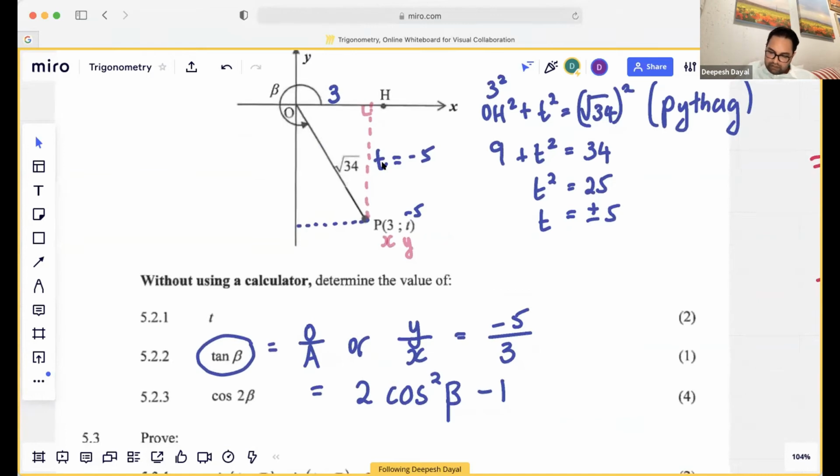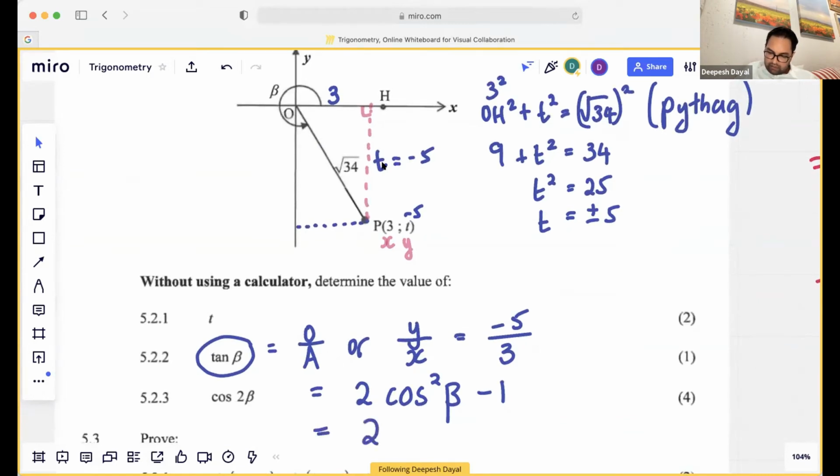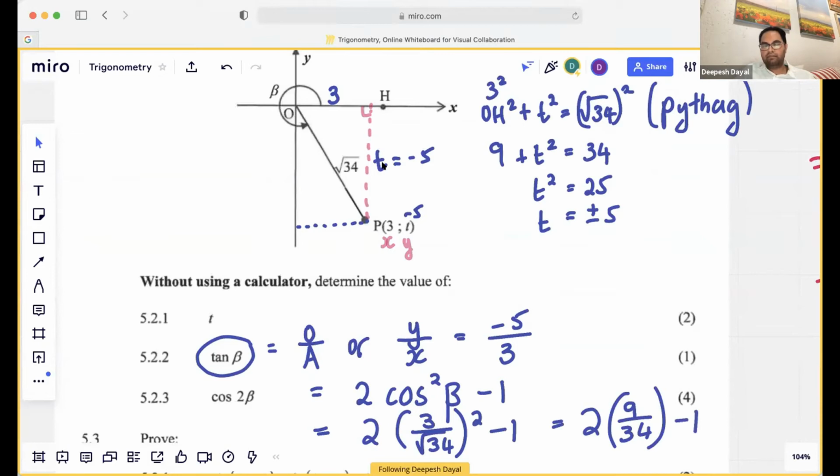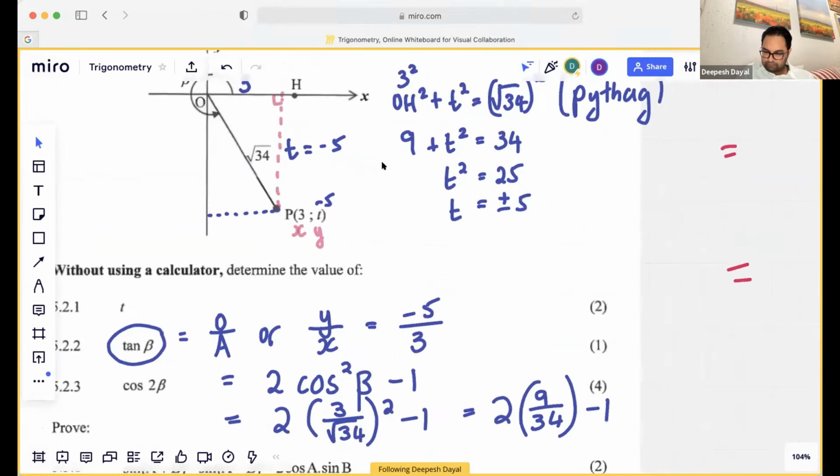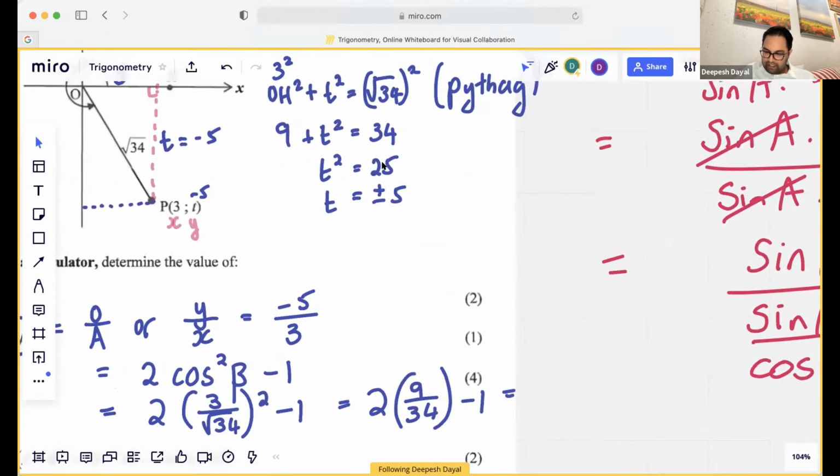We're going to look, what is cos squared beta? It's 2 and cos is adjacent over hypotenuse squared minus 1. So it's 3 over square root 34 squared minus 1, which gives us 2 times 9 over 34 minus 1. Okay. 2 times 9 over 34 minus 1, which then gives us 18 over 34 minus 1, which is minus 16 over 34.